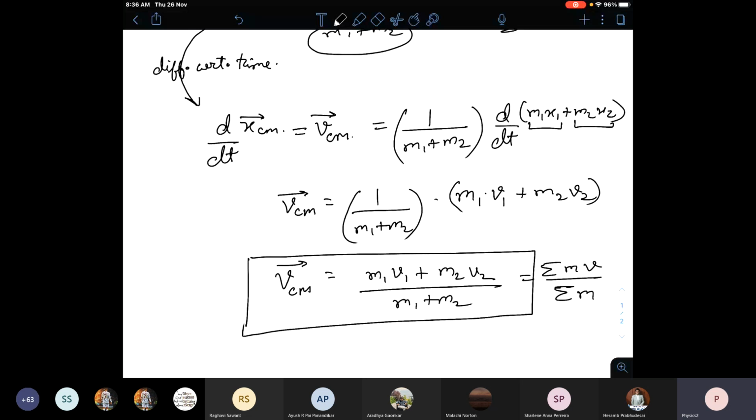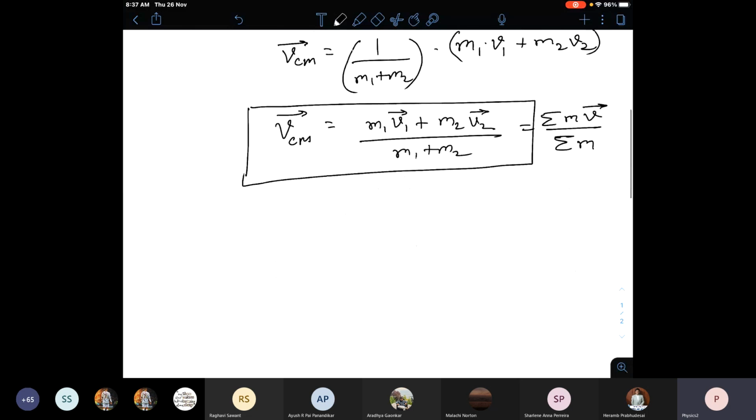Okay, so this is how you can write velocity of center of mass. This is how we define velocity of center of mass. Now, if you are defining velocity, all these terms will be velocities only. You have to be careful that if you are defining the velocity of center of mass, you have to keep v1 and v2 in terms of velocity only, that is, with their directions. Directions also become important over here. Let's see how.